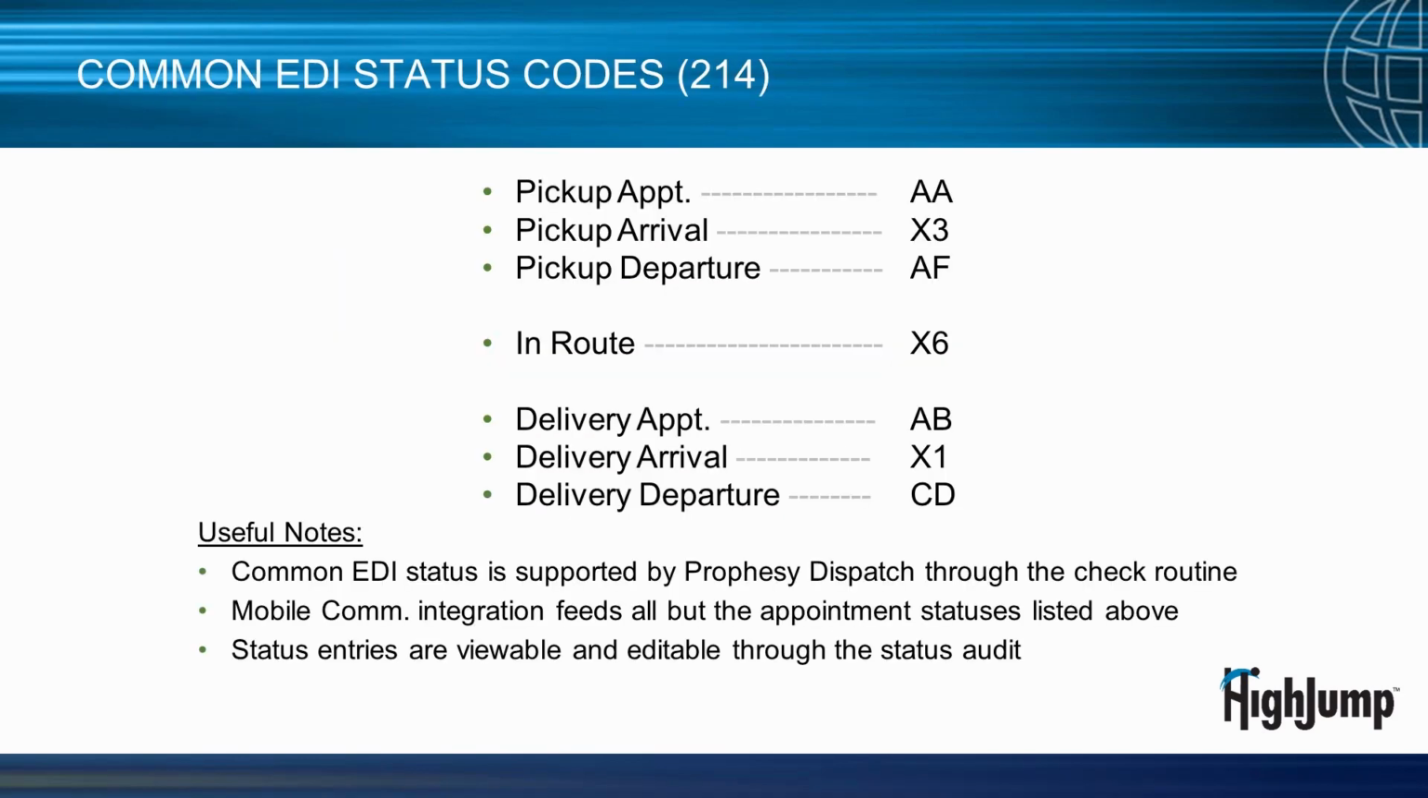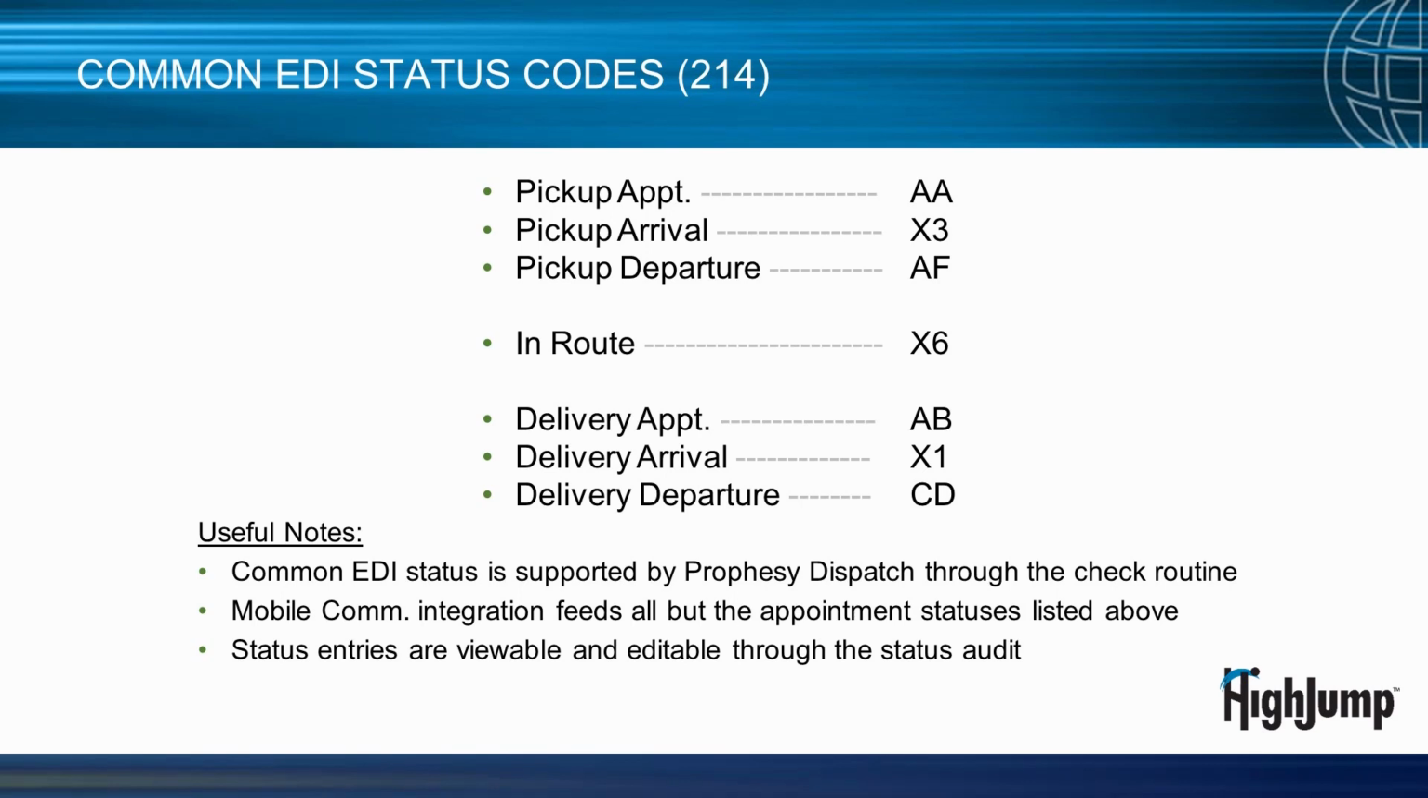Because shipment status, the 214, contains several different status events, it's worthwhile to have a look at the common ones. Included in many EDI specifications from shippers are pickup and delivery appointments, arrivals and departures from stops, and the en route status, which is typically requested by some shippers for longer haul moves. For example, if there is no reported pickup or delivery in a day's time, then they might want an X6 status, the en route status, once or twice during that day.